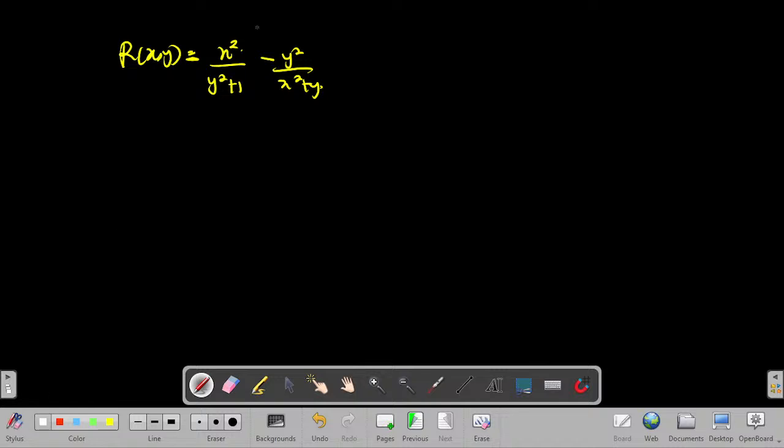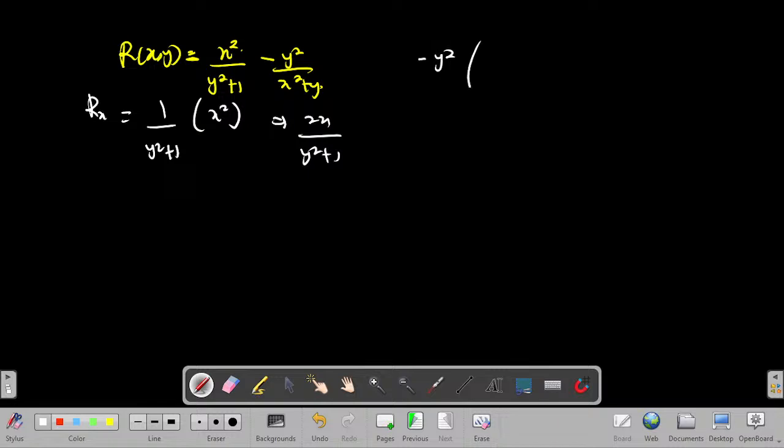So the function is x squared over y squared plus 1. So for 1 over y squared plus 1, I have x squared. When I differentiate x squared, what do I get? 2x. When I come to this thing, where is x? This is where x is. Therefore, I'll have y squared plus 1. When I differentiate this with respect to x, what do I get?